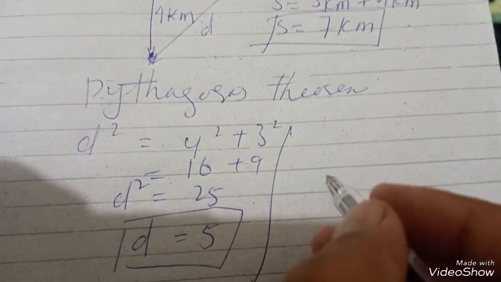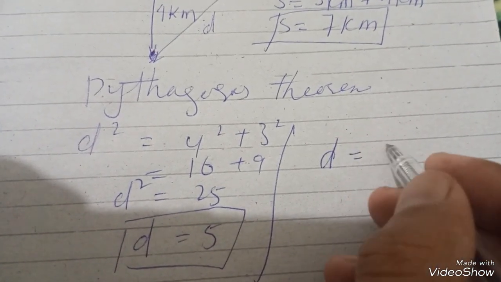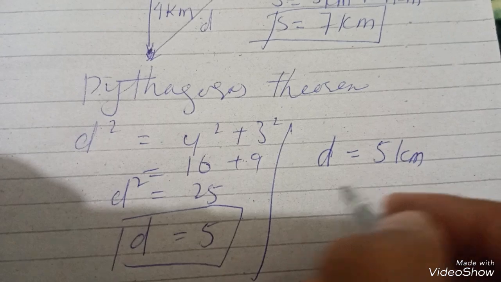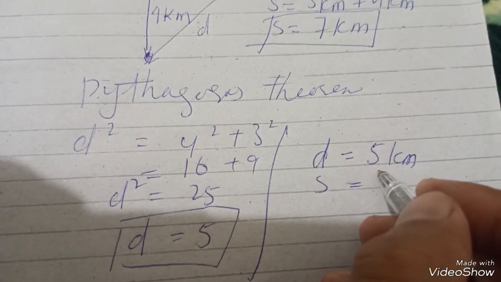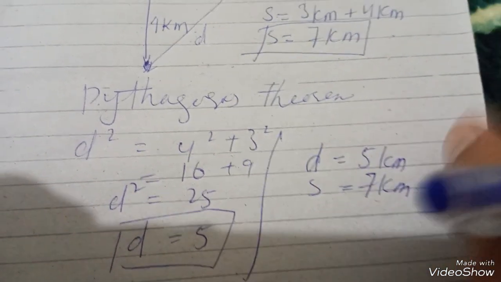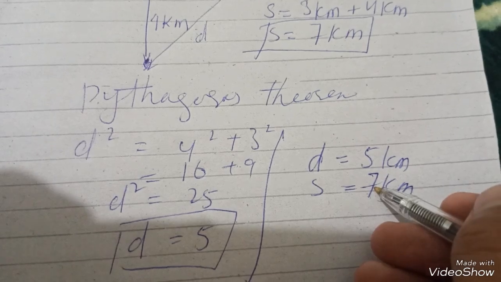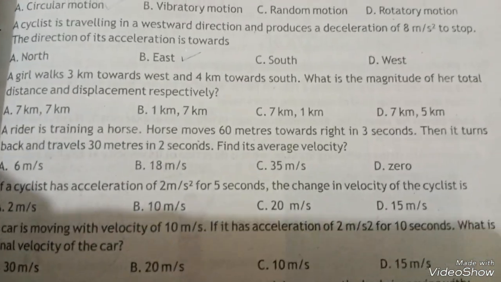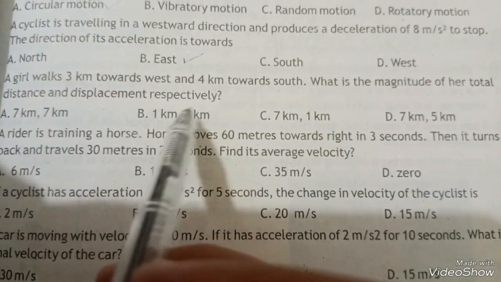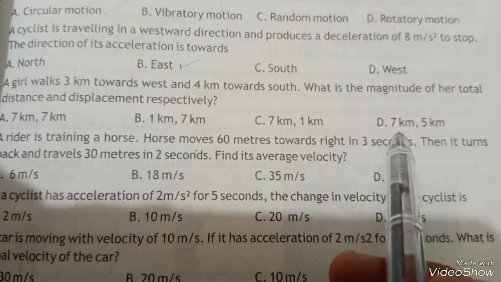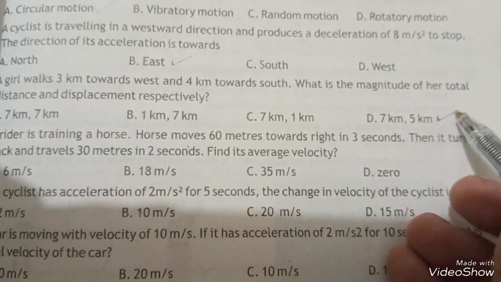So we've got the answer that the displacement is 5 kilometers and the distance is 7 kilometers. So the correct answer is 7 kilometers and 5 kilometers. Here we go. So option D is the correct answer.